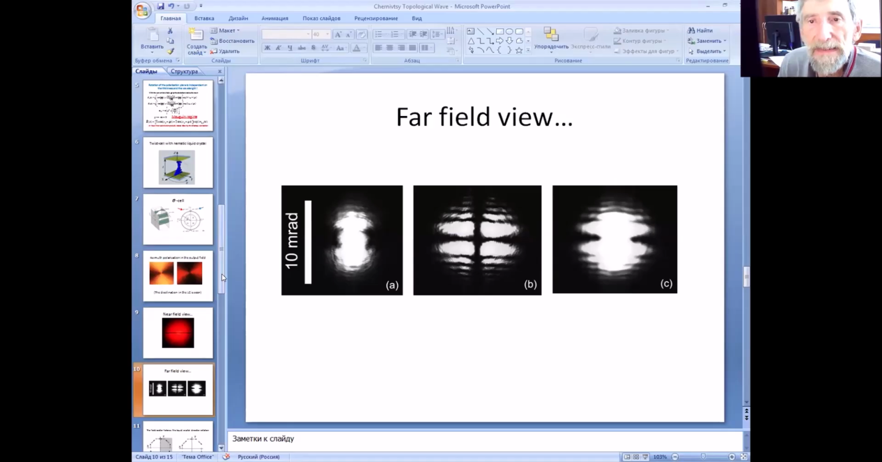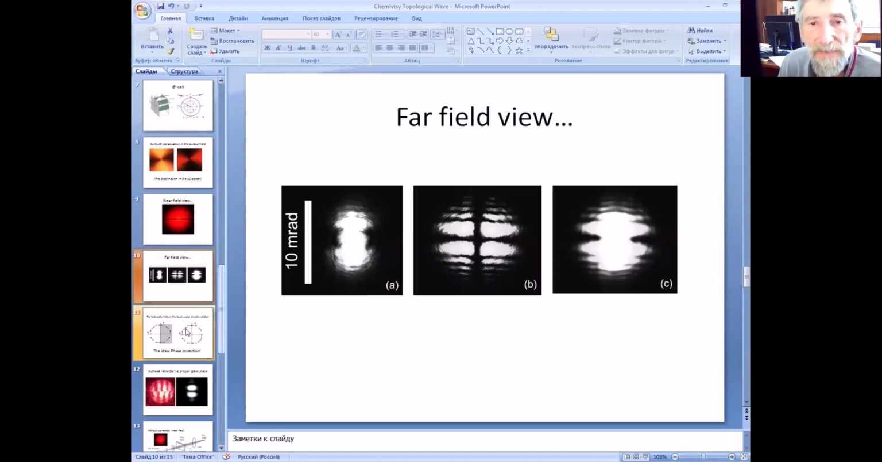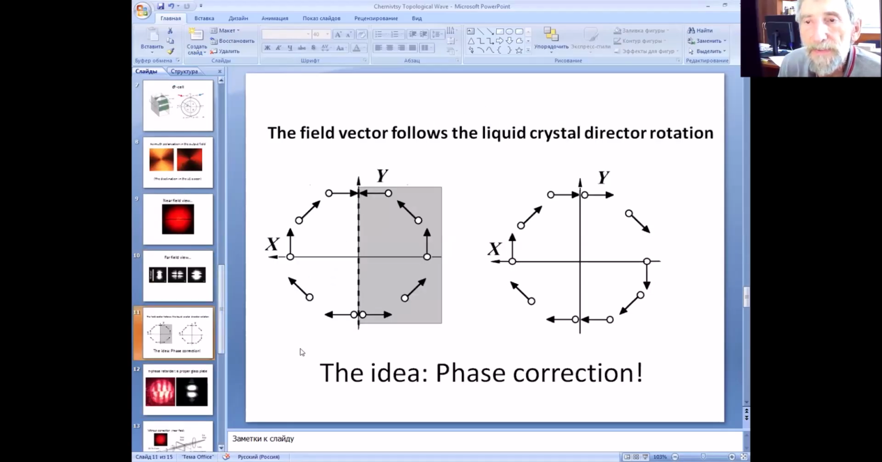What is the idea of this work? The idea is very simple. Let us observe the momentary direction of the electric field at the output wave. In the left half space, we see the direction follows to the right. And in the opposite half space, the direction of the light vector is opposite.